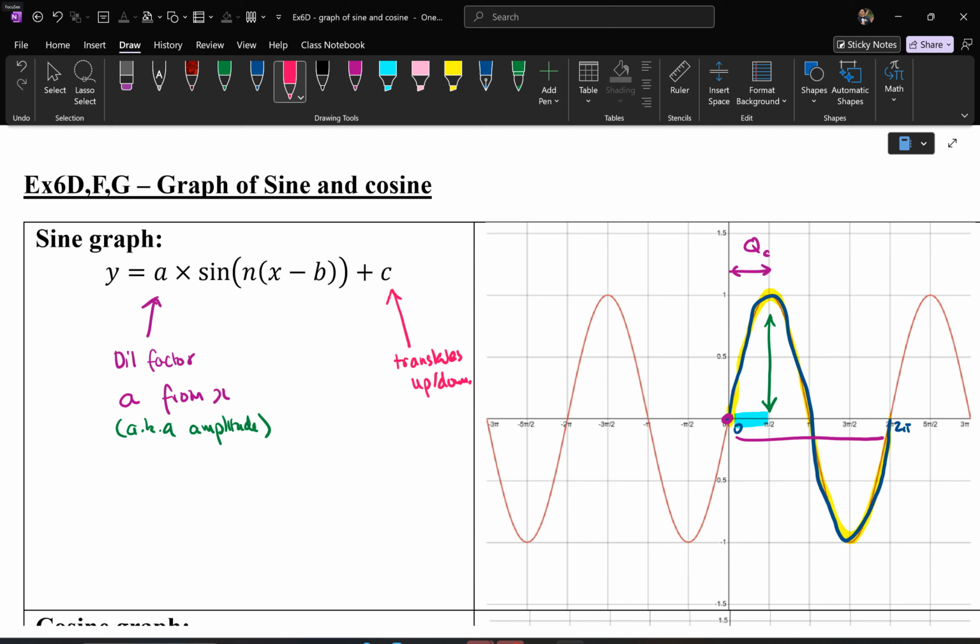Next one. What does x minus b do to the graph? Can I please have Noah? Very good. This is horizontal translation.